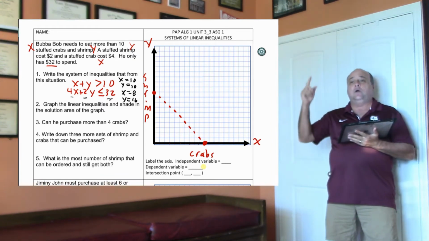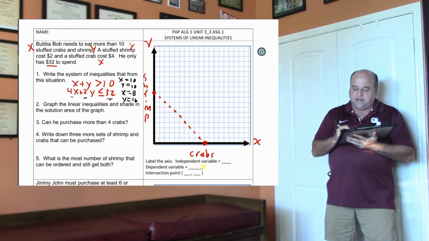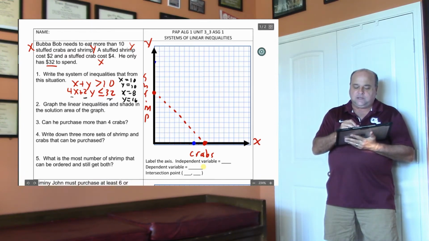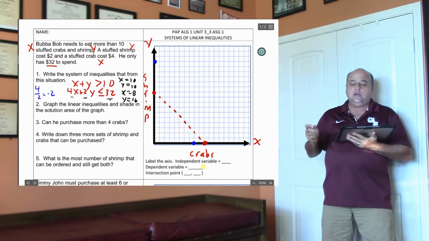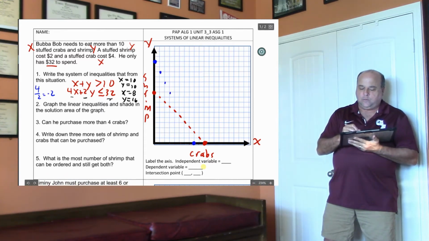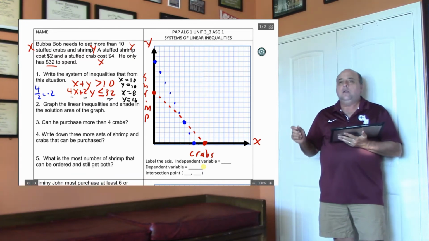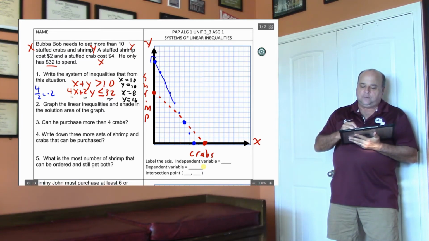Now let's graph the next one. I'll do this in blue. The X-intercept has to be 8, so that's going to be right here. The Y-intercept has to be 16. On this one, the slope is going to be 4 over 2, or negative 2. So we would go down 2, right 1, down 2, right 1, and keep going. This is where they cross. Now on this one, we can draw a solid line through these points.